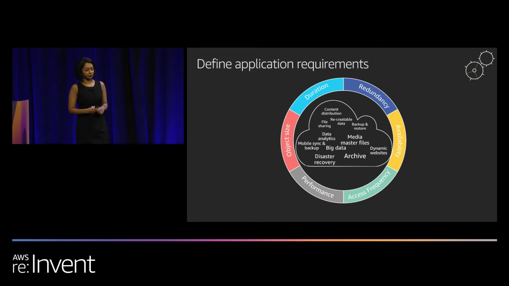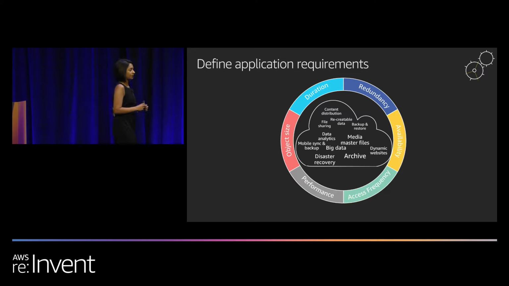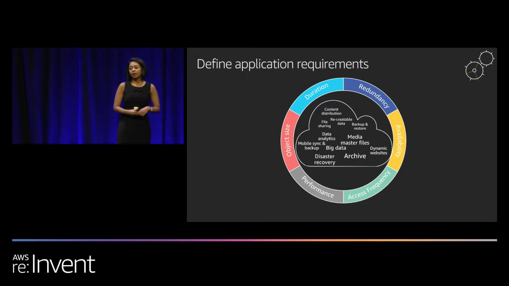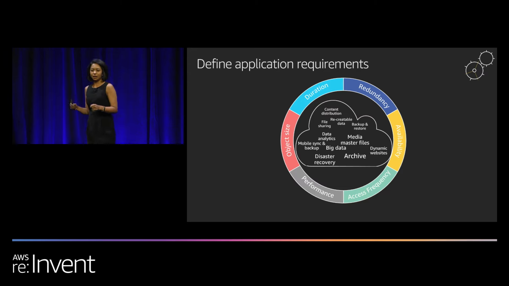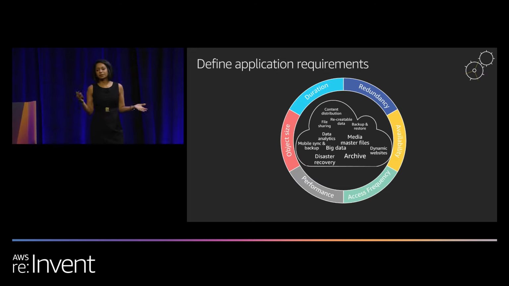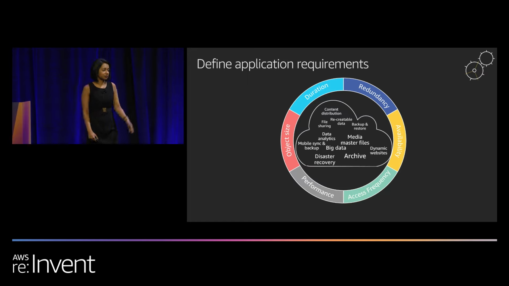Let's start with the first one, application requirements. These are just a few of the use cases, but let's pick a few. Let's say you have a dynamic website you're building, which means that you have very random access patterns. You want high availability, high throughput, and high durability of your data. Let's say on the other end, you're doing some analytics. You do have frequent access of that data, but you may not be as concerned about availability.